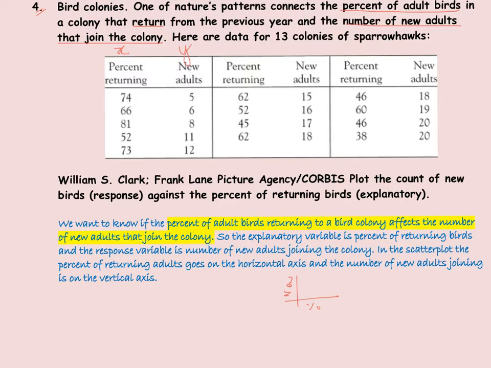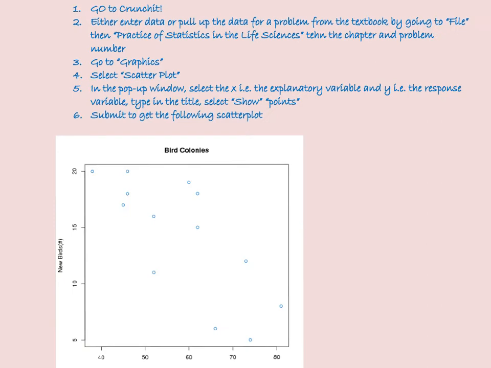But what we're going to do is use Crunchit to come up with the graph. So we use Crunchit to construct the graph, which is a scatter plot. We go to Crunchit on Launchpad and then either pull up the problem on Practice of Statistics in the Life Sciences, which is our textbook. Then go to Graphics, then go to Scatterplot.